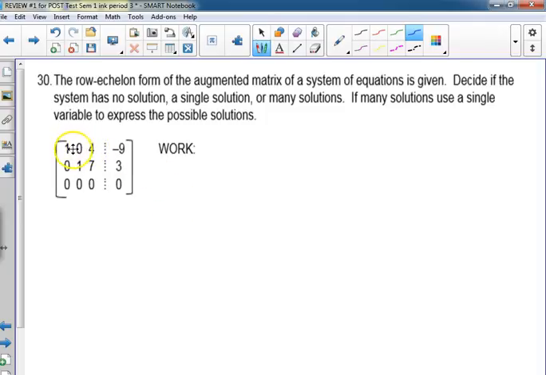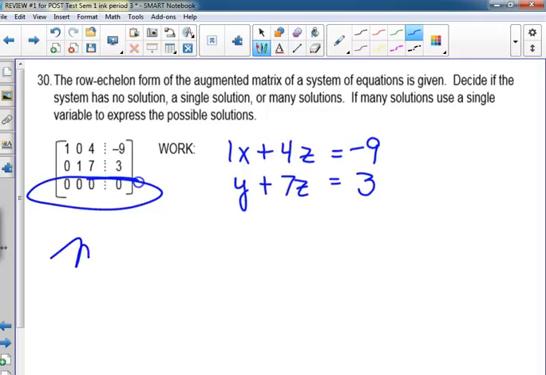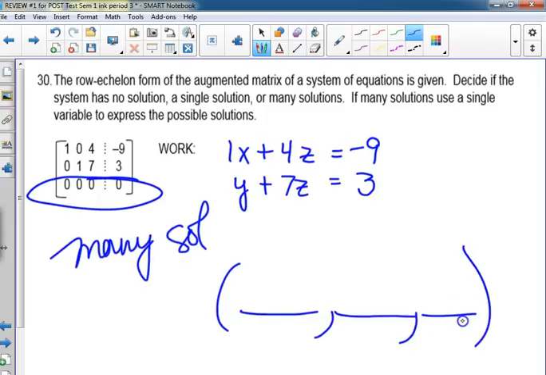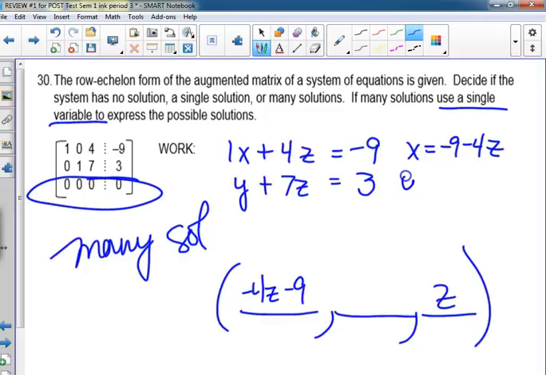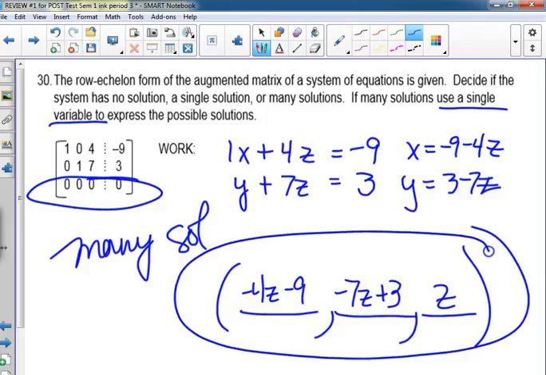Guys, what does this mean? I need you to be able to write what it means. 1x plus 4z equals negative 9. Okay, and this means many solutions, right? You have to make this have only one variable. Use a single variable. So you can't solve this for z and put it down here with an x in it. You need to put everything with only a z in it. So you're going to rewrite this to say x equals negative 9 minus 4z, or negative 4z minus 9. And this is going to say y equals 3 minus 7z, or negative 7z plus 3. I don't care which. But now, do you understand that it only has one variable? We replaced x and y with something in terms of z. Okay.